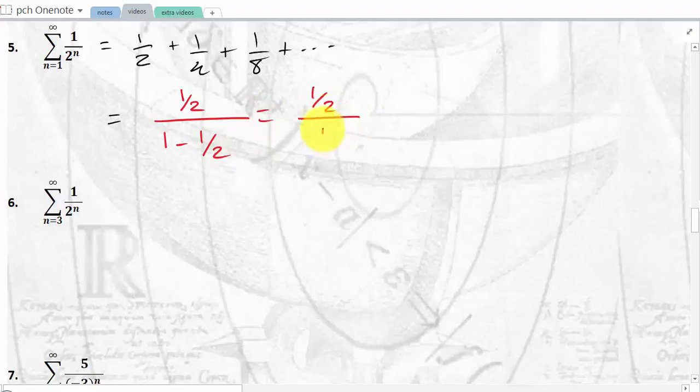So for the same reason, this is a geometric series and the ratio is 1/2, therefore it converges. Now let's look at the limit. The limit is going to be the first term, 1/2 over 1 minus 1/2. And so it is 1/2 over 1/2, which is 1.